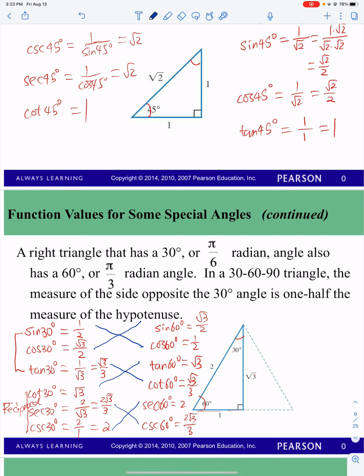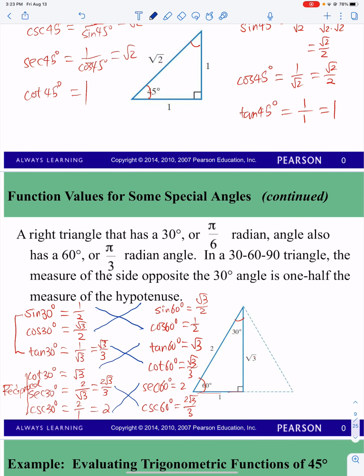Because 30 and 60 are in one triangle, the opposite side for the 30 is actually the adjacent side for 60. So it's the sine, cosine. You could change the values.